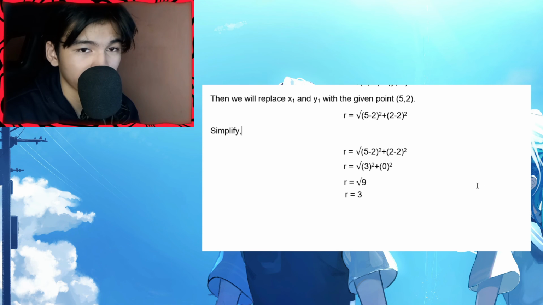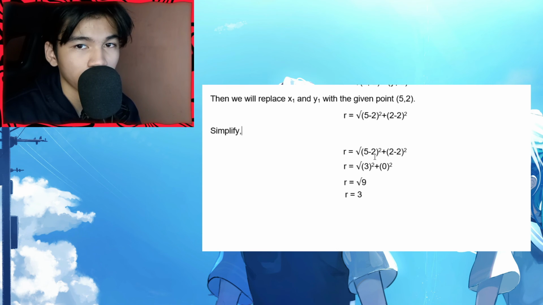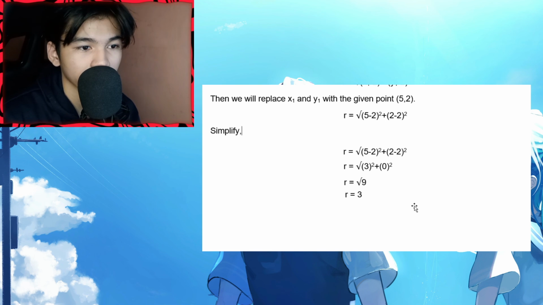Then we will simplify. So 5 minus 2 is equal to 3 and 2 minus 2 is equal to 0. So 3 squared is equal to 9 and 0 squared is equal to 0. So we're not going to add that because it's 0. So the square root of 9 is equal to 3. So our radius is 3.